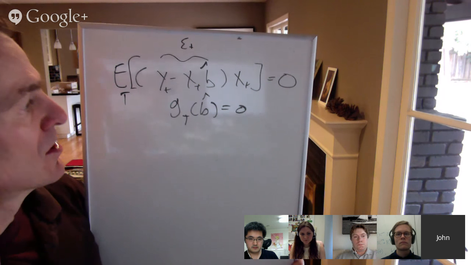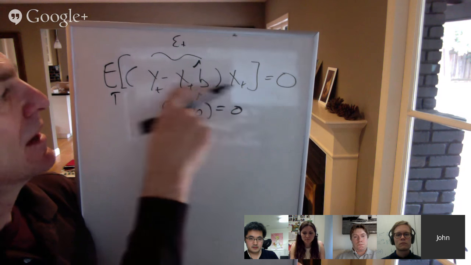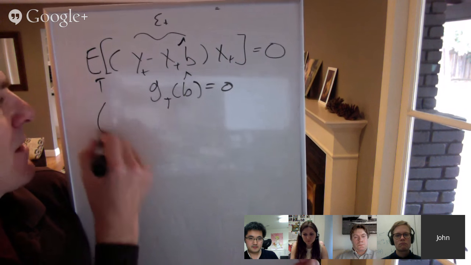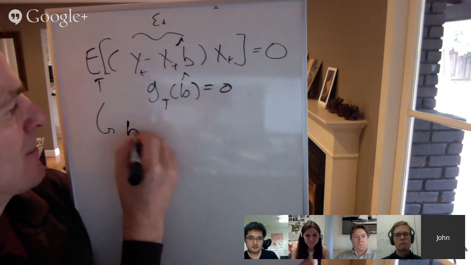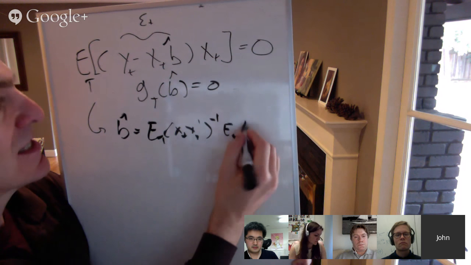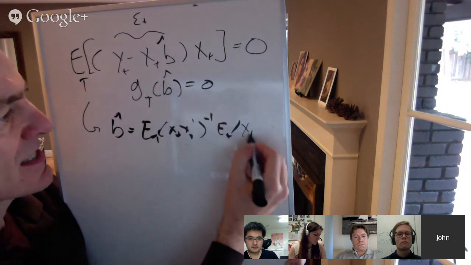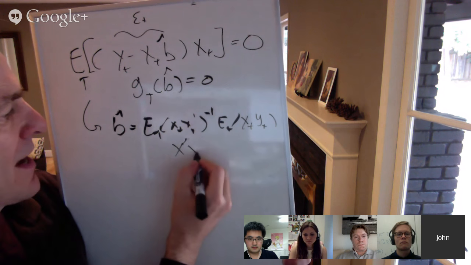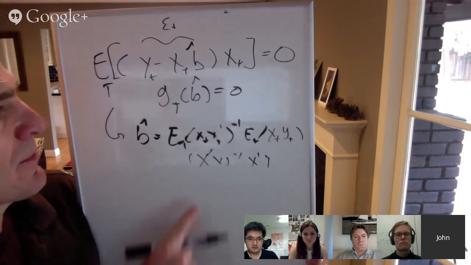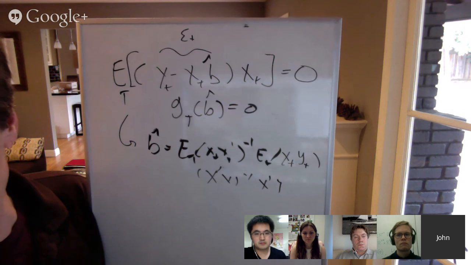So this says just set the sample errors orthogonal to the sample right-hand variables. That defines the GMM estimate. And from that, just in case anybody's still asleep, b hat equals E_T of X_t X_t prime inverse times E_T of X_t Y_t, or X prime X inverse X prime Y. So what have I done? I've simply reminded you how our mapping of OLS into GMM works. Why? Because it's an example of exact identification.